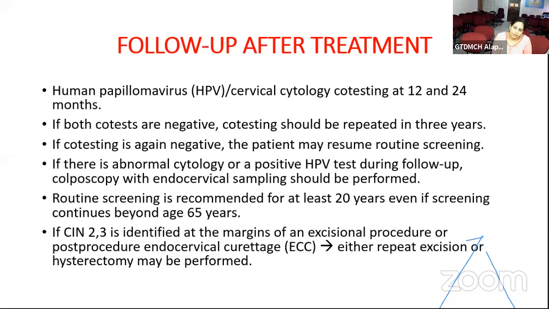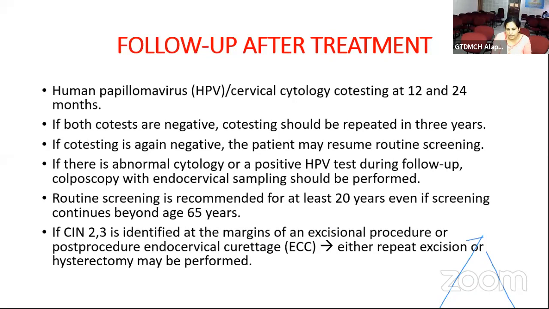The follow-up management protocol is human papillomavirus and cervical cytology co-testing at 12 and 24 months. If both co-tests are negative, co-testing should be repeated in 3 years. If that co-testing is negative, the patient may resume routine screening. If there is abnormal cytology or positive HPV testing during follow-up, colposcopy with endocervical curettage should be performed again. Routine screening is recommended for at least 20 years, even if the age of the patient continues beyond 65 years.